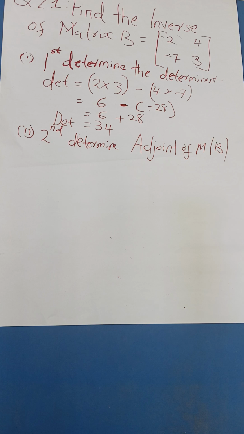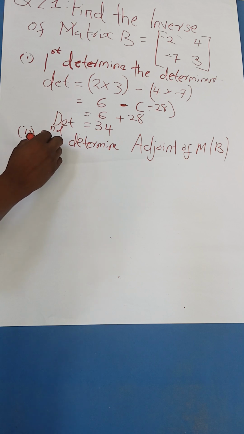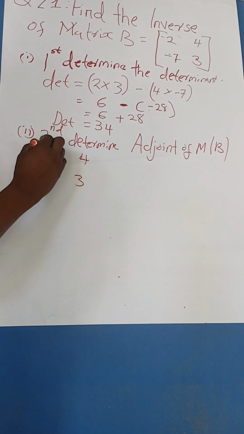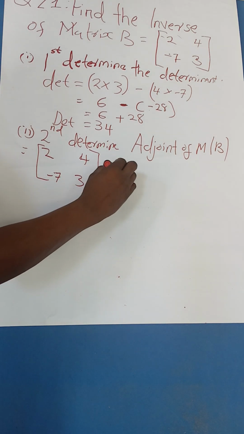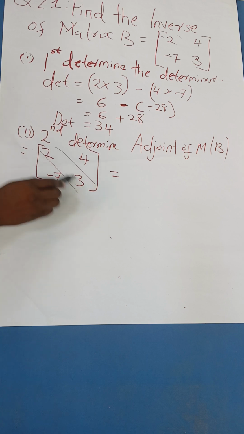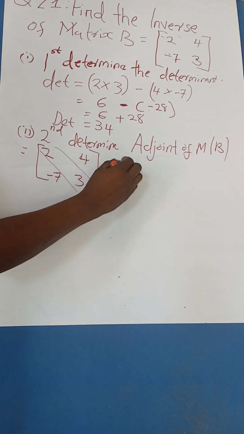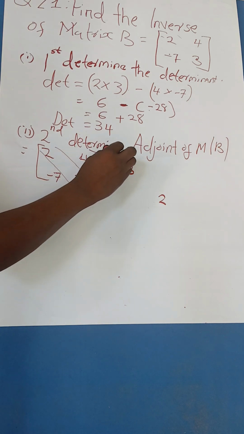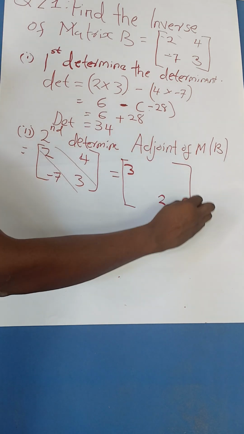Adjoint of matrix B. Good. Remember we said for the adjoint, we are going to swap the values of the major diagonal. So our matrix B here is 2, 4, negative 7, 3. To get the adjoint of this, we swap the values on the major diagonal. So here, 3 will be here now, then 2 will be here. That is how we get the adjoint of this matrix.